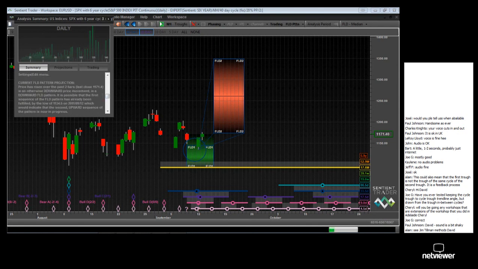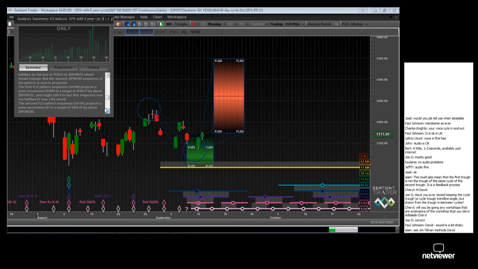And why does Sentient Trader create a box like that? Well, it has combined all the information from all the FLDs, all the VTLs, and the multiple FLD patterns, and it has created this projection for you. And those projections are uncannily accurate. One way of looking at them is simply to look at the chart. Another way of looking at them is to read about them. You go to View, Show Analysis Summary Panel, and you can have a look at the summary here, and let me read a bit of it to you.